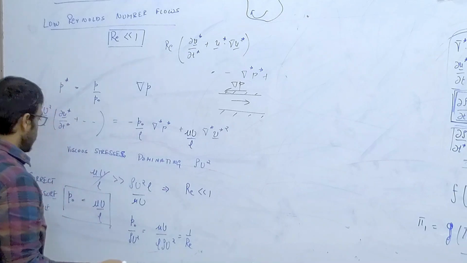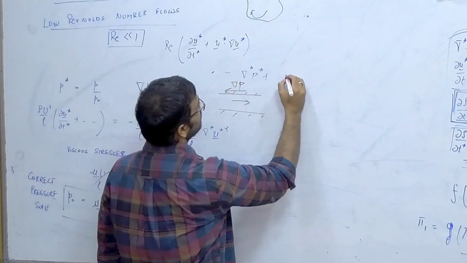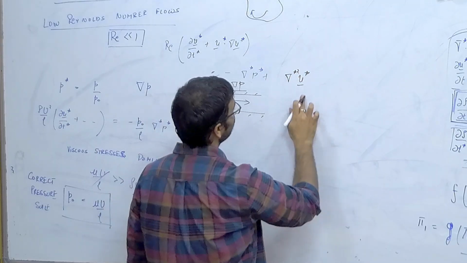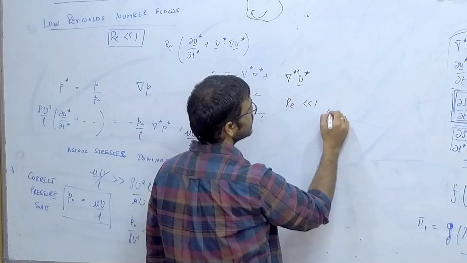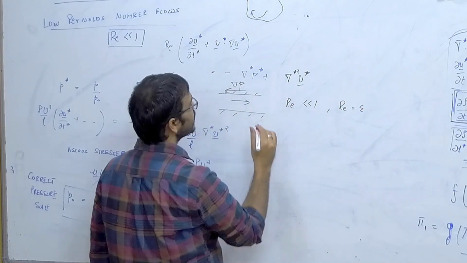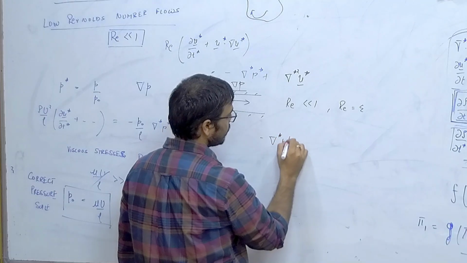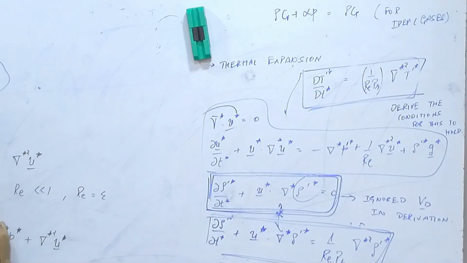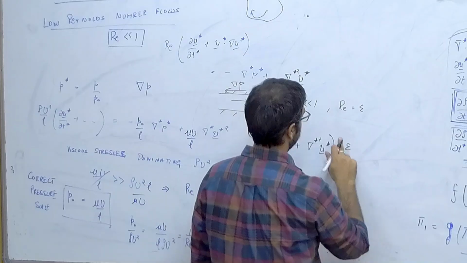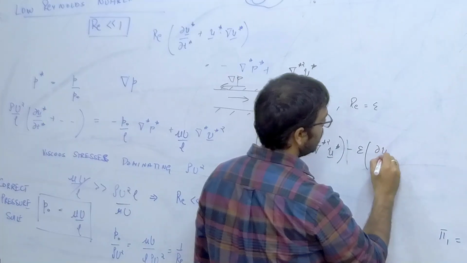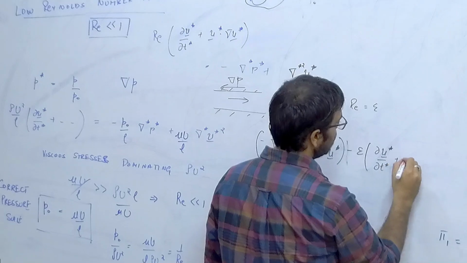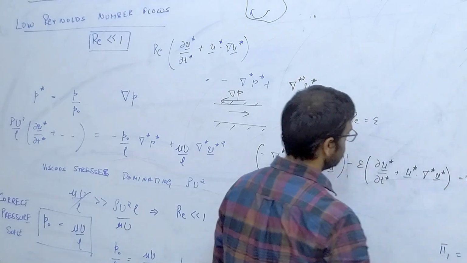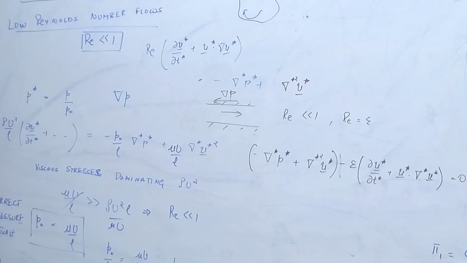And from there we obtain this equation, that this is del star square u star, and for low Reynolds number flows, when Re is much less than 1, let us say Re is epsilon, the governing equation that we get is plus epsilon, or rather minus epsilon, del u star over del t star plus. This is the equation that we get.